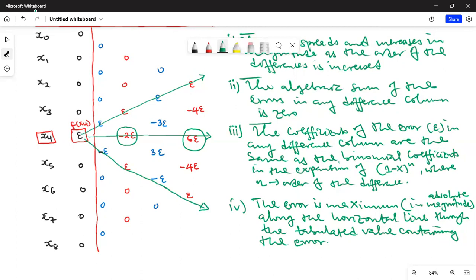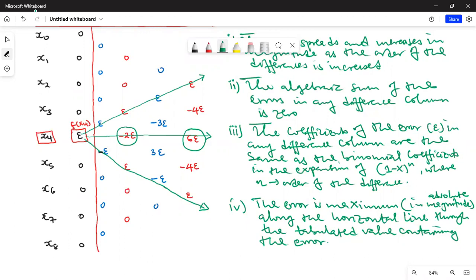Now, there's something we need to take note of. The first note is that in any difference column, if the differences do not follow a smooth pattern, then the error exists in one of the tabulated values. Another note is that if the differences in any difference column, especially the higher order differences, alternate in sign, then the middle entry contains an error. It must contain an error.